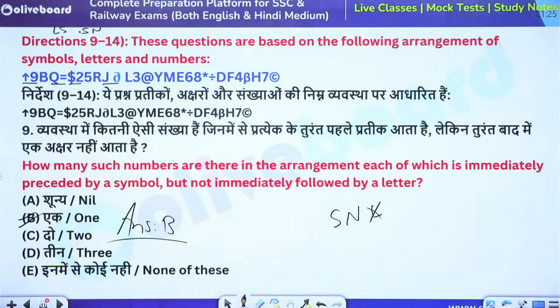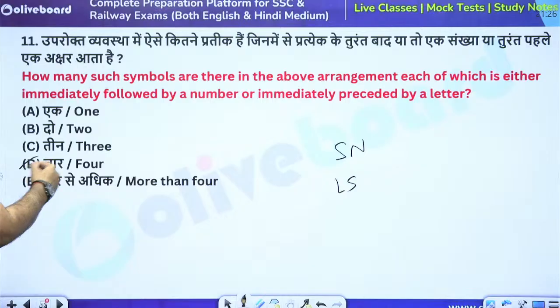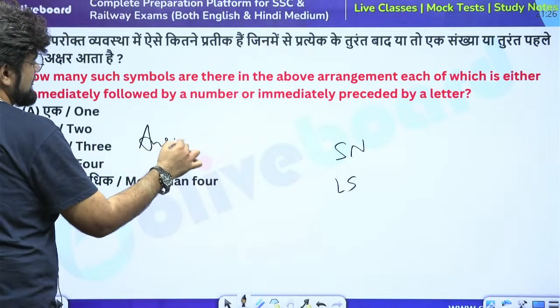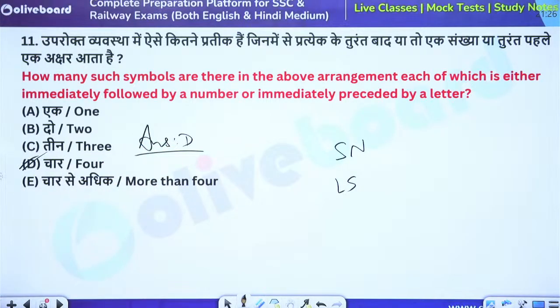Symbol followed by a number, and symbol preceded by a letter. Yeah, so there are 1, 2, 3, 4 such cases. Option D is the right answer. Okay, next.